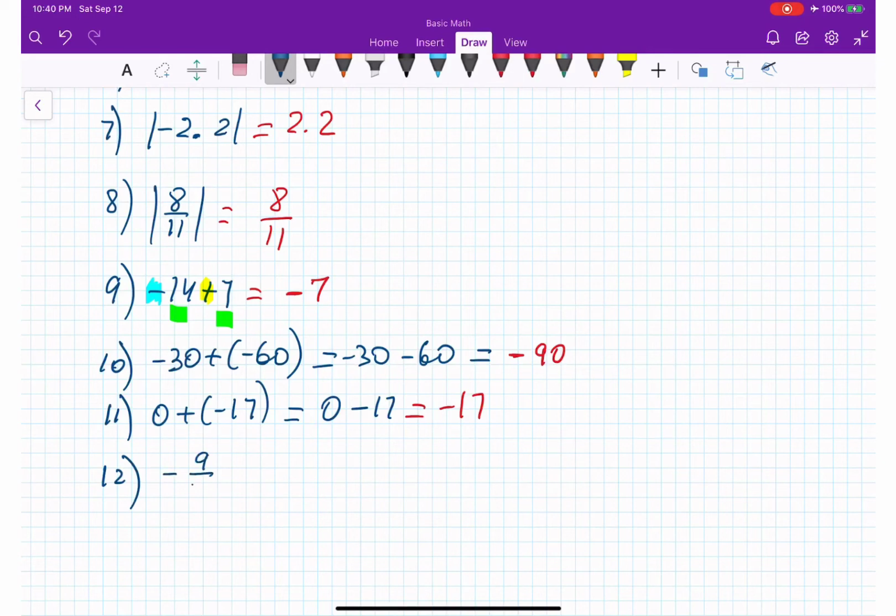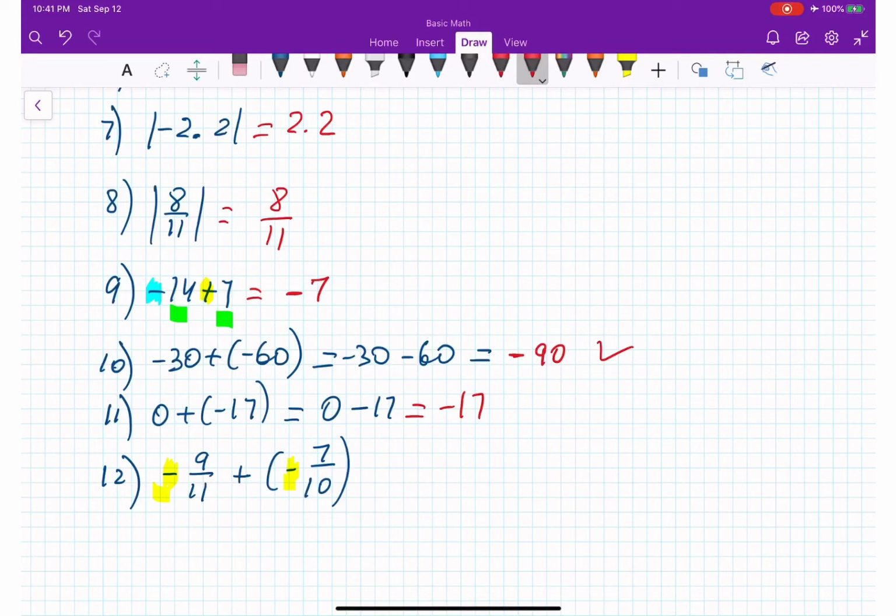Negative 9 over 11 plus negative 7 over 10. Okay, both numbers have negative sign, yes? This is negative, correct? Therefore, we need to add. Remember, in question number 10, I explained, if both numbers have negative sign, then we need to add, which means same thing here. We need to add 9 over 11 and 7 over 10. So how are we going to do it? We are looking at denominators.